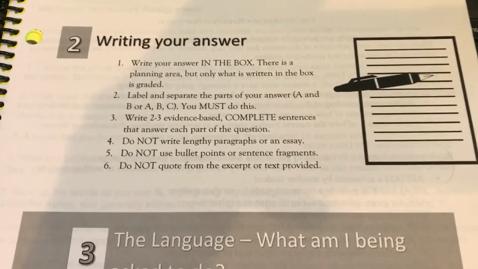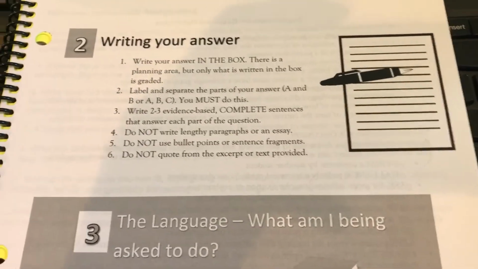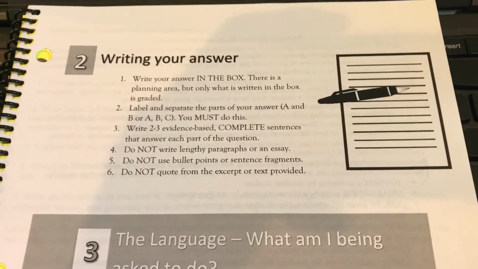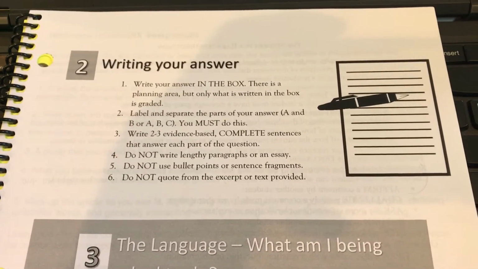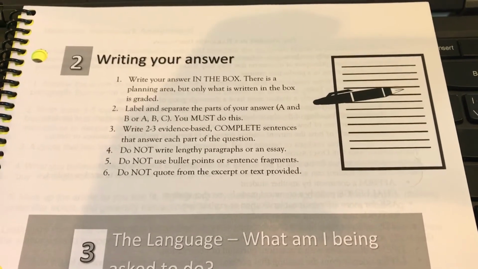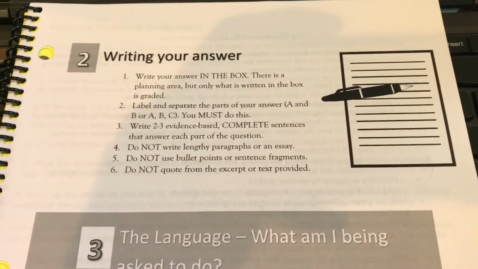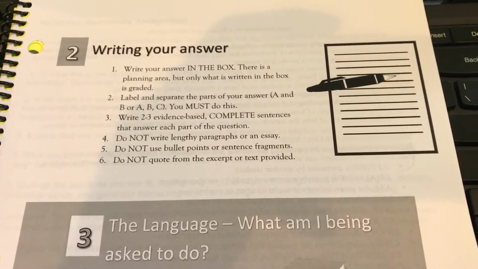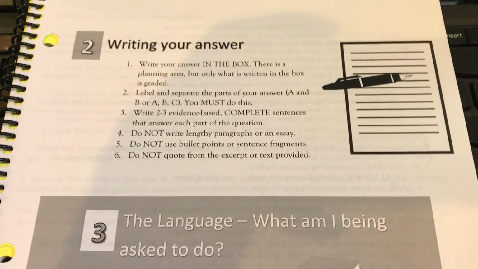Notice what it says for number 3. This should be a relief to you guys. 2 to 3 sentences for each part should be able to get it done. So 6 to 9 sentences for all of A, B, and C put together should be enough. So you don't need lengthy paragraphs. I do not want bullet points or sentence fragments, and I do not want quotes either. It's really just evidence and analysis. Okay?